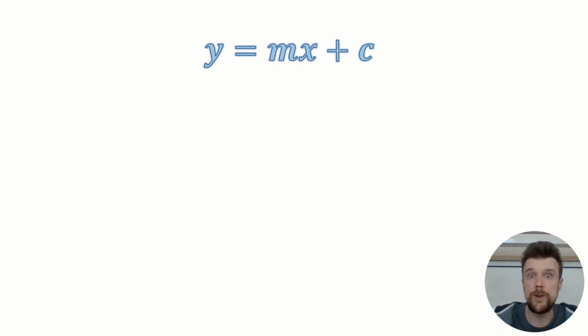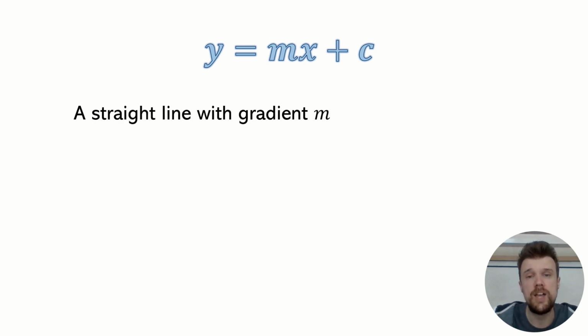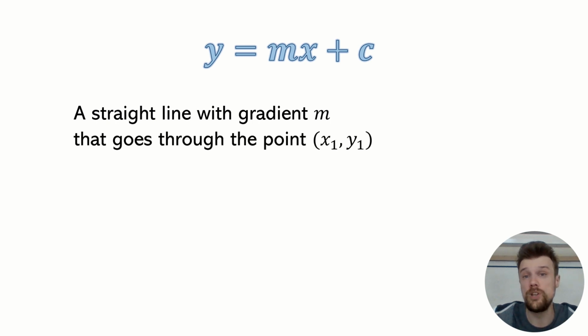So if we're looking at the y = mx + c format, how does that work? Well, we're looking for the equation of a straight line that's got a gradient of m and goes through a point that's on the line of (x1, y1).